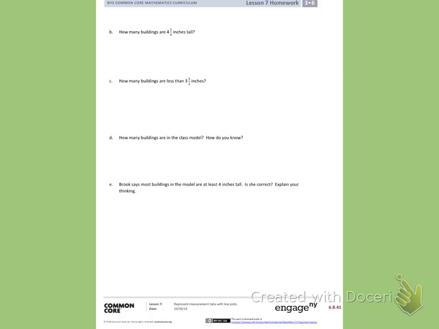In order to determine the answer to this question, you need to use the information from the other side of this worksheet. Look at your line plot. Count how many X's that you made for 4¼ inches tall. That is the answer to item B. Don't forget to answer in a sentence.